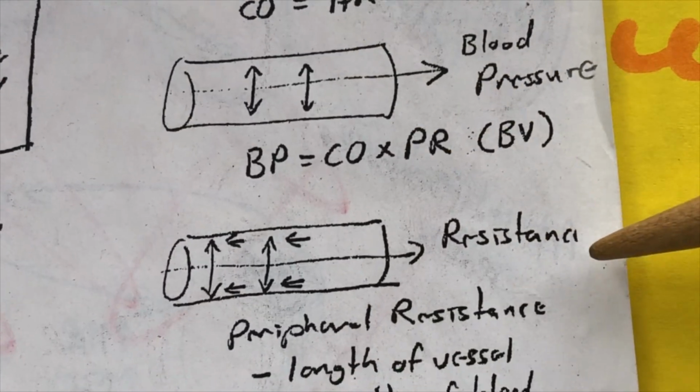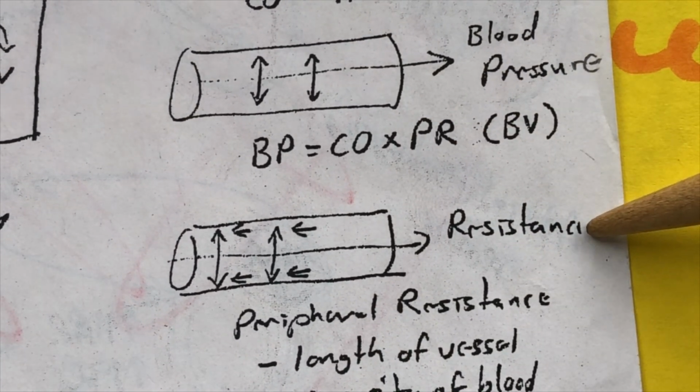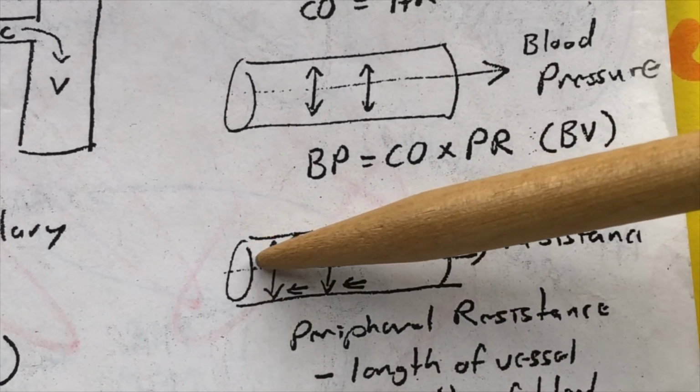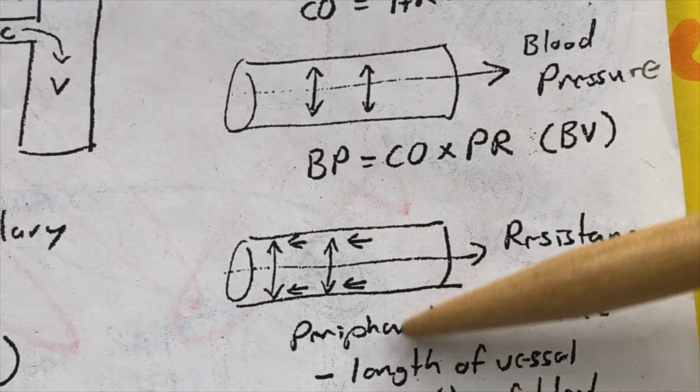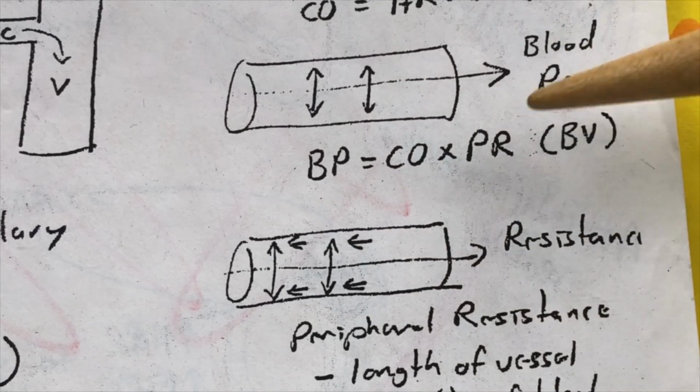Next idea here is resistance, which I should have dabbed out here. When the blood moves through blood flow, when it pushes against the wall, which pushes back, that's going to be blood pressure.